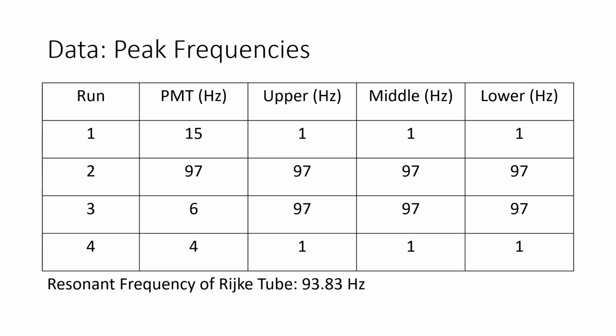Using the graphs, we were able to find the peak frequencies for each pressure sensor and of the photomultiplier for each run. As shown here, when resonance occurs, the frequency of the pressure wave and of the flame is 97 Hz, which is fairly close to the resonant frequency of 93.83 Hz. We also see a big discrepancy between runs 2 and 3 for the peak frequencies of the photomultiplier, but this has more to do with the fact that we moved the flame without moving the photomultiplier. If we had kept the photomultiplier and the flame level with each other, the peak frequency for run 3 would have almost certainly been 97 Hz.